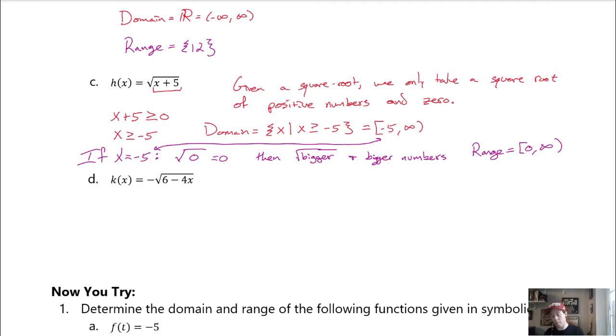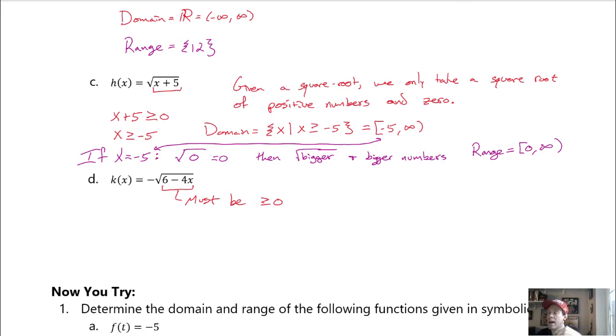All right, one more here before we give some for you to try. We have the function k of x equals the negative square root of 6 minus 4x. I'm going to start with that domain again. So we need the inside of the square root to be greater than or equal to 0. Anytime I have a square root, I cannot take the square root of a negative.